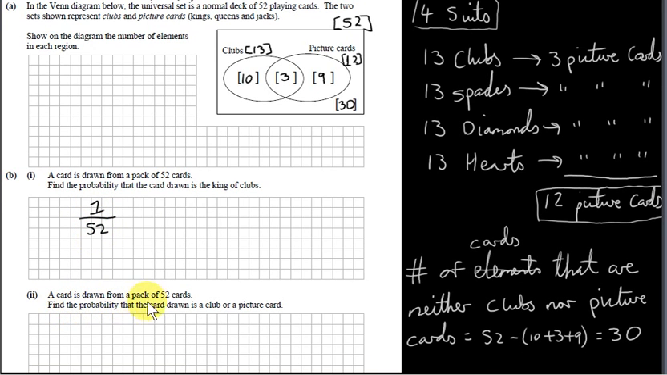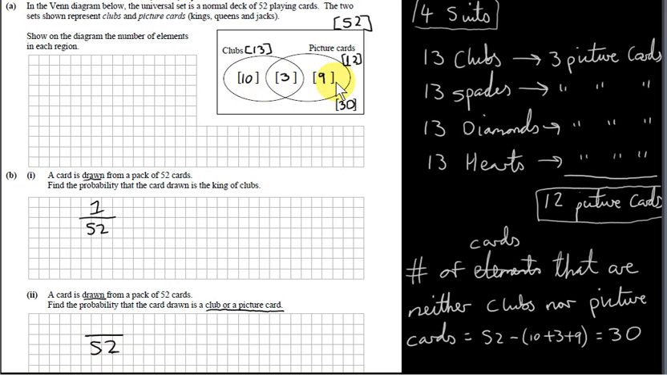A card is drawn from a pack of 52 cards. Find the probability that the card drawn is a club or a picture card. Now we're assuming that in these draws each card has the same chance of being drawn as every other card. Okay, so we're dealing with a random selection. Anyway, here we want the card to be a club or a picture card. So how many clubs and picture cards are there in a pack of 52 playing cards? So we're selecting out of 52.